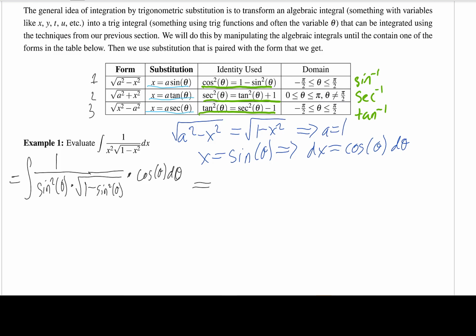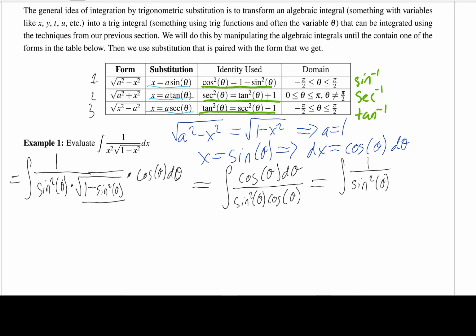Okay, so what I notice here is that this 1 minus sine squared theta, that's our identity for cosine squared theta. And when we take the square root of that, that'll give us the square root of cosine squared theta, which will just be cosine theta. So this is going to be cosine theta d theta over sine squared theta cosine theta. So now these can cancel out, and I'll be left with the integral of 1 over sine squared theta.